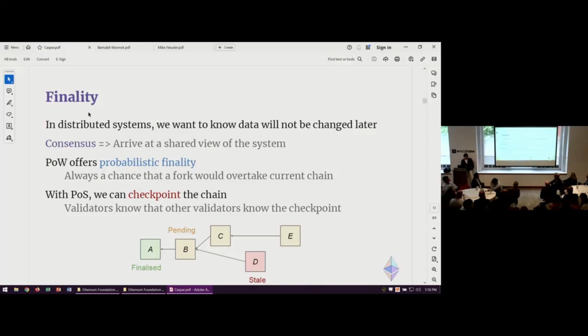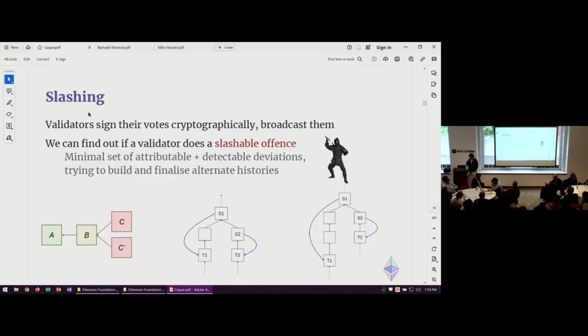And one thing here is, again, that in proof of work, you have this notion of probabilistic finality. Finality basically, for now, just means once a block is confirmed, it doesn't change its position anymore. And in proof of stake, we can make more precise statements about this, which we'll dive into in a moment.